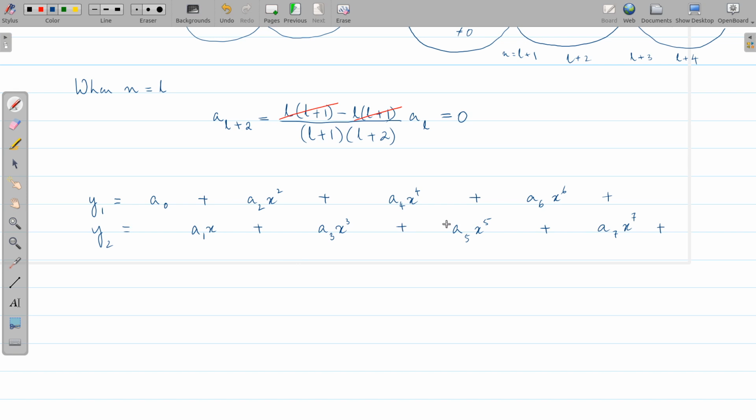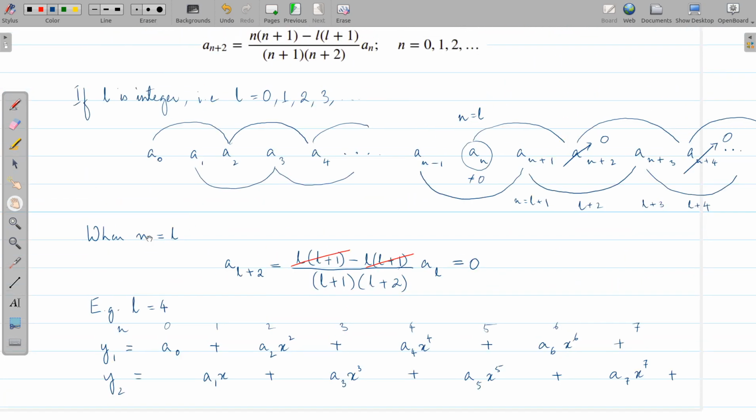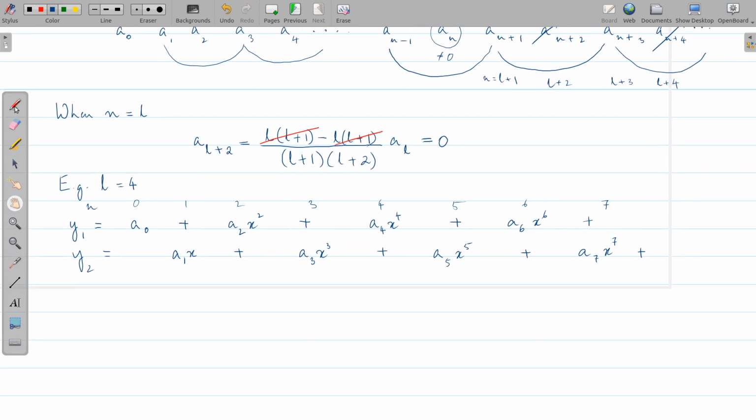Now let us say L is equal to 4. I'll just take an example. Okay, for example, let us say L is equal to 4. L is equal to 4 means, here, the value of n takes the values 0, 1, 2, 3, 4, 5, 6, 7 and so on. Now we saw when n is equal to L. So when does n become equal to L? Over here. This is the place where n becomes equal to L. So here n is equal to L, which is equal to 4.